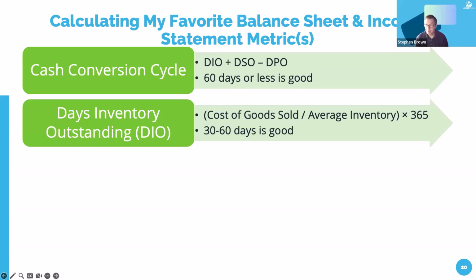This is how it's calculated. I'm not going to go through the calculation because I'd probably mess it up trying to do it live. But essentially, you're taking your cost of goods sold divided by your average inventory over a period. If you're doing it over a year, you would take the total cost of goods sold for a year divided by the average inventory value balance over that same period. And then you multiply it by 365 to come up with the days inventory outstanding.